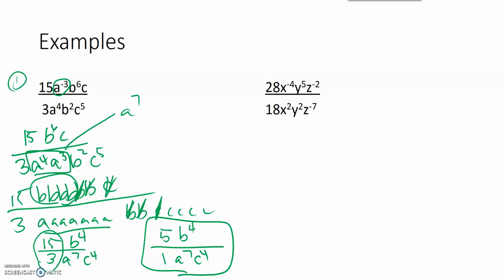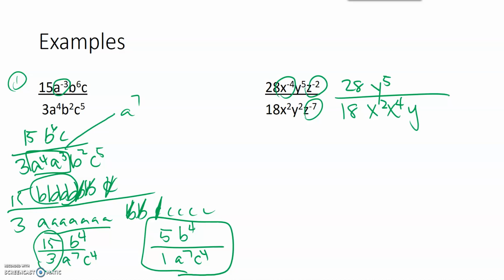Do one more here. Again, we start out by moving negative exponents, and I have a lot of them here. So 28 over 18, y to the 5th. In the denominator, I have x squared, and I'm moving down an x to the 4th. Y squared is down there. And then these two z's are trading places. The z to the 7th is moving up. Z squared is moving down.